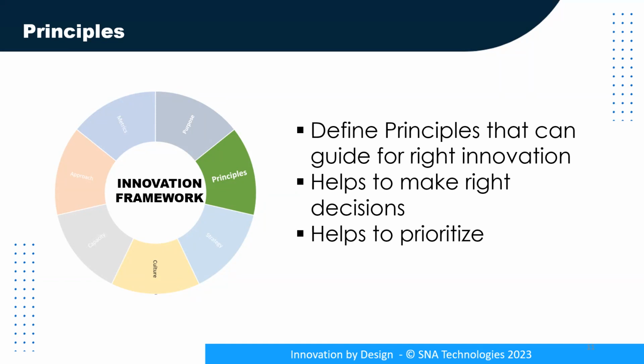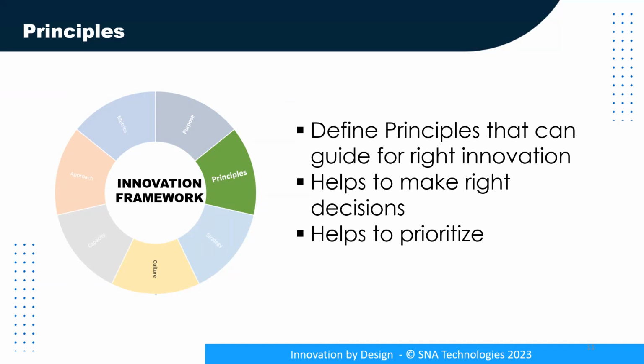Okay, now the second component that you need to innovate is the principles. Principles guide the organization to do the right innovations. If you have the right principles, you take the right decisions and you can prioritize well. So principles guide organizations to come up with the right innovations.